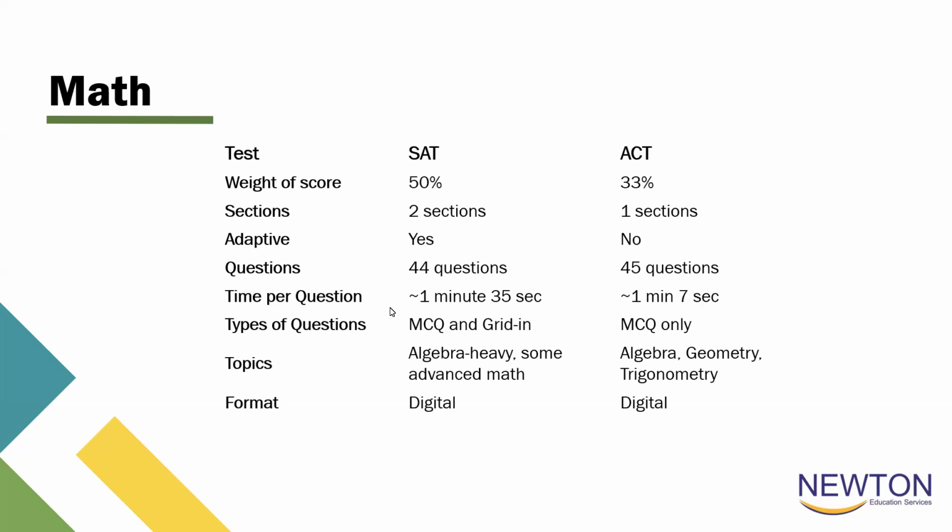For the ACT, for the SAT, you have 1 minute and 35 seconds. For the ACT, you have 1 minute and 7 seconds. You might think, but why not the SAT? You have more time per question.